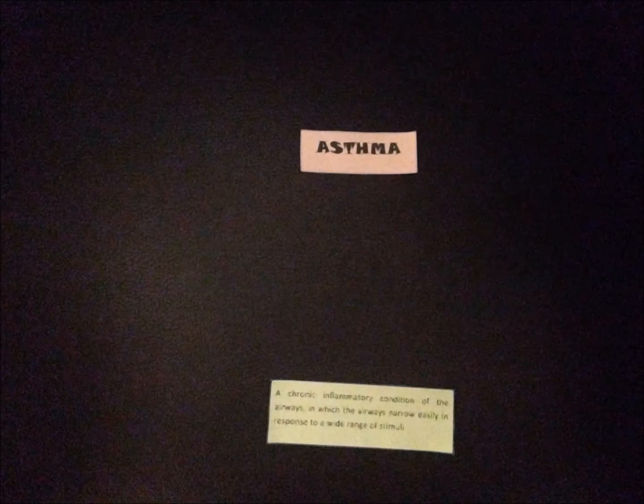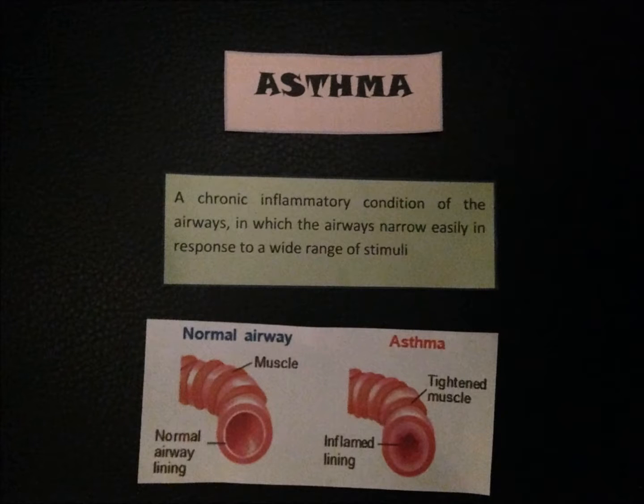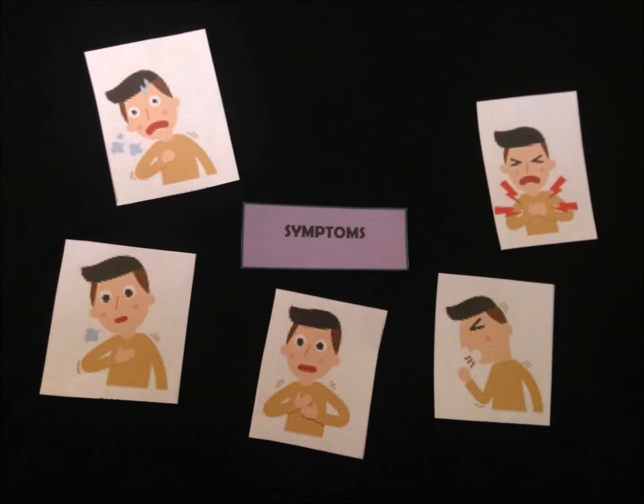What is asthma? Asthma is a chronic inflammatory condition of the airways, in which the airways narrow easily in response to a wide range of stimuli. Symptoms of asthma: coughing, wheezing, chest tightness, shortness of breath.